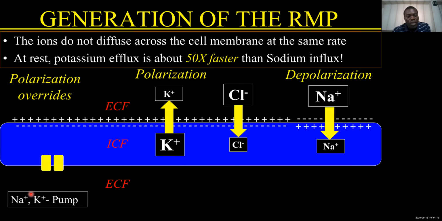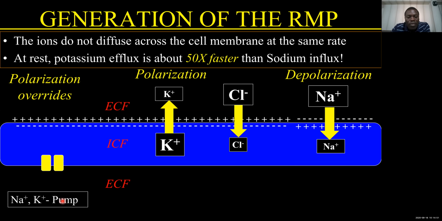There is something we call the sodium-potassium pump. The sodium-potassium pump pumps sodium and potassium against their concentration gradients. That means that it's a mechanism of active transport. How does it actively transport sodium and potassium?